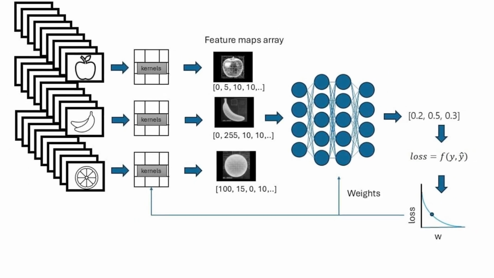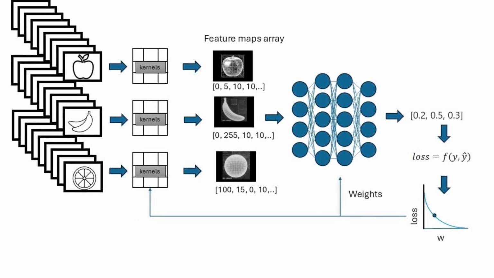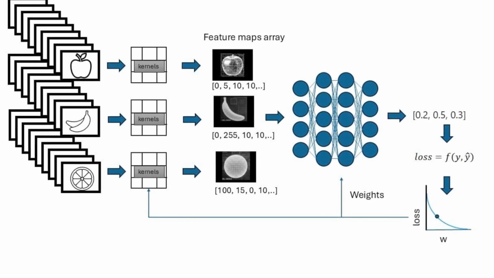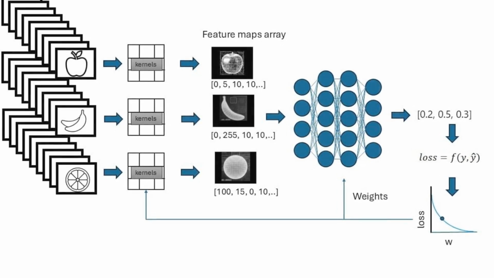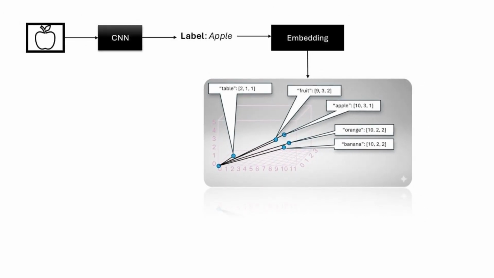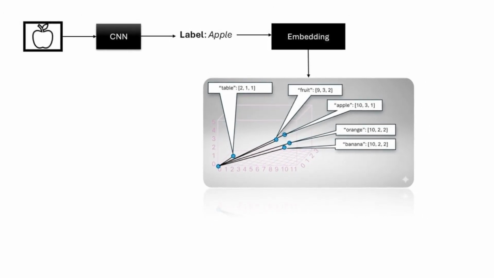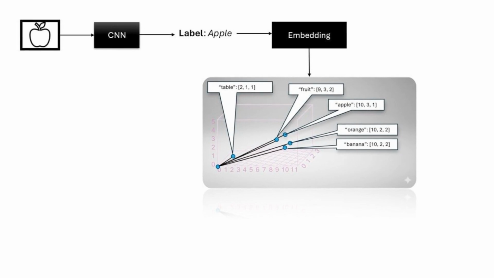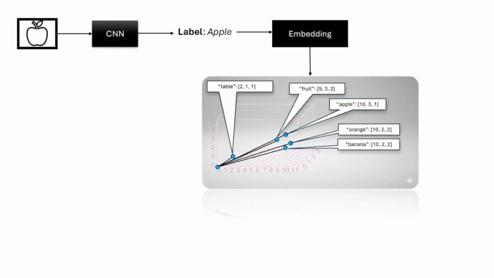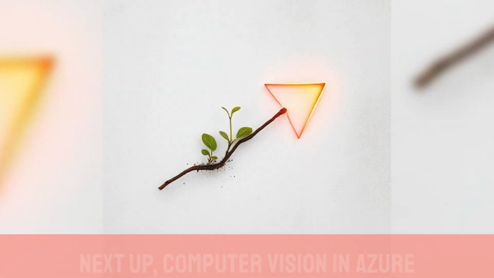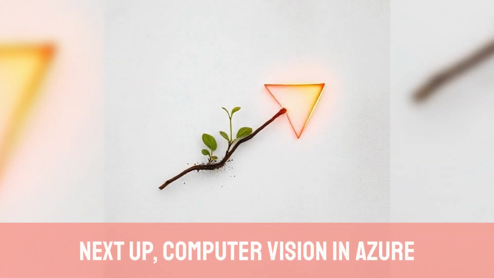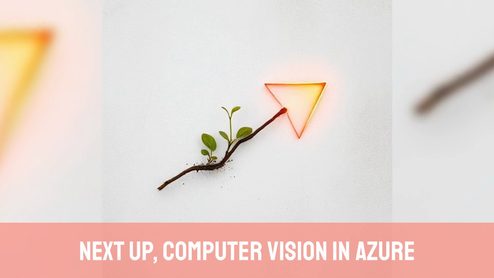A CNN analyzes an image by using filters, kernels, to extract basic visual features, which are then processed by a neural network to classify the content or locate objects. Modern AI leverages massive foundation models pre-trained on captioned data, enabling rapid adaptation for sophisticated tasks like advanced object detection and natural language caption generation without needing to build a model from scratch. Next up, computer vision in Azure.